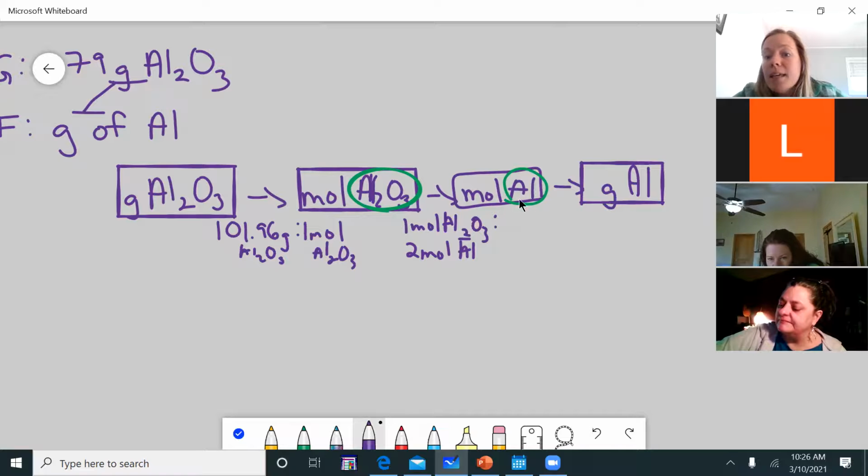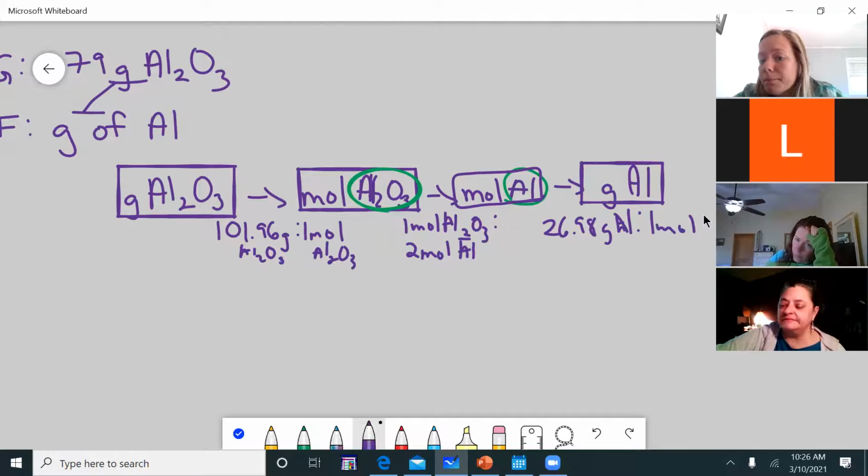The last step then is to go from moles of aluminum into grams of aluminum. How do we get from moles to grams or grams to moles? Again, this is using a molar mass. In this case, we only need the molar mass of what we're talking about, which is aluminum. So 26.98 grams of aluminum in every 1 mole of aluminum.